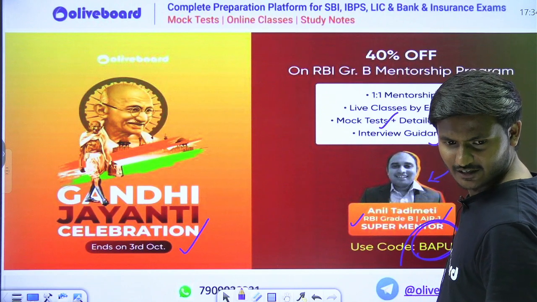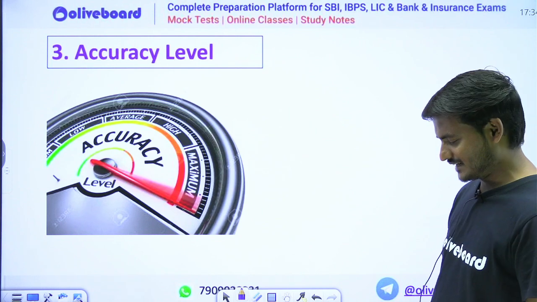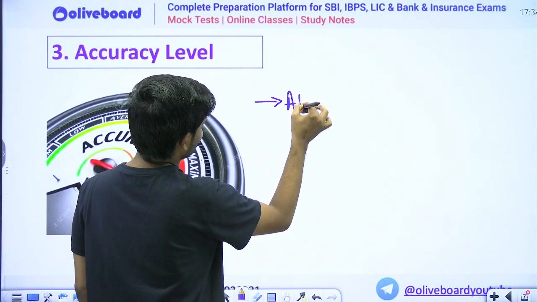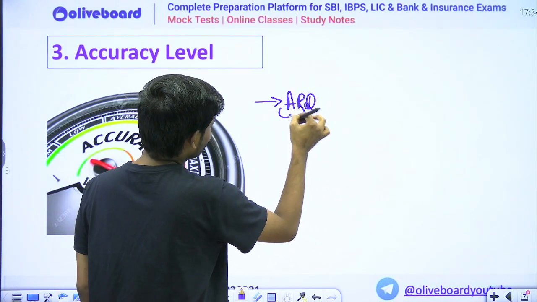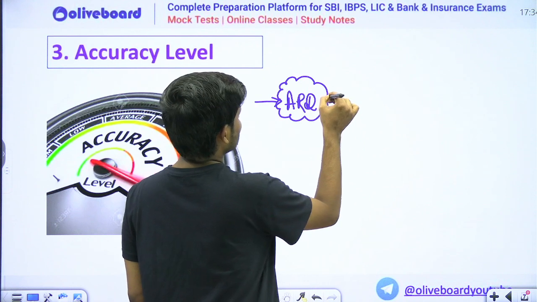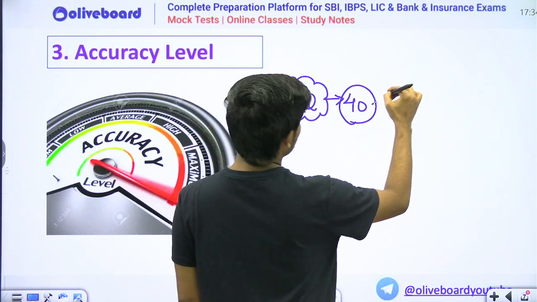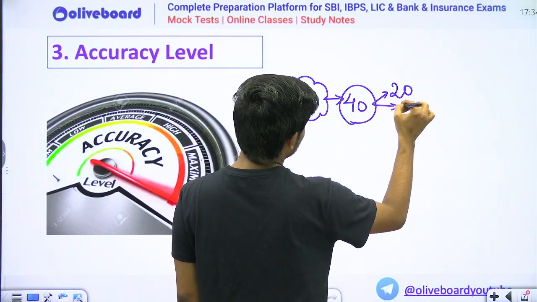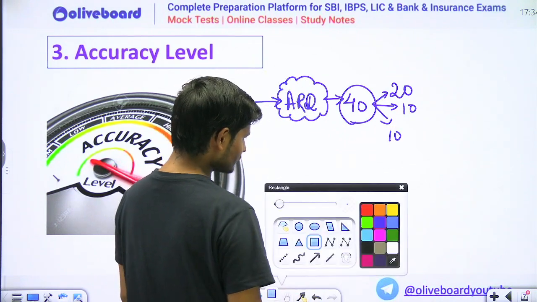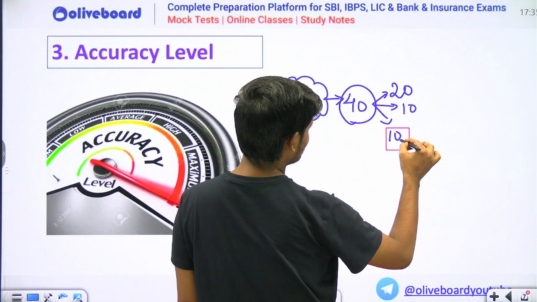So let's proceed further and see the third cheat code. The third cheat code here is accuracy level. Many of you say that sir, ARD is very tough. Some questions of ARD are really very tough, I know that. Suppose there are 40 questions in ARD, out of which 20 or 30 are at easy level, 10 are at moderate level and 10 are the toughest ones. That is, 10 questions have a no-go signal.